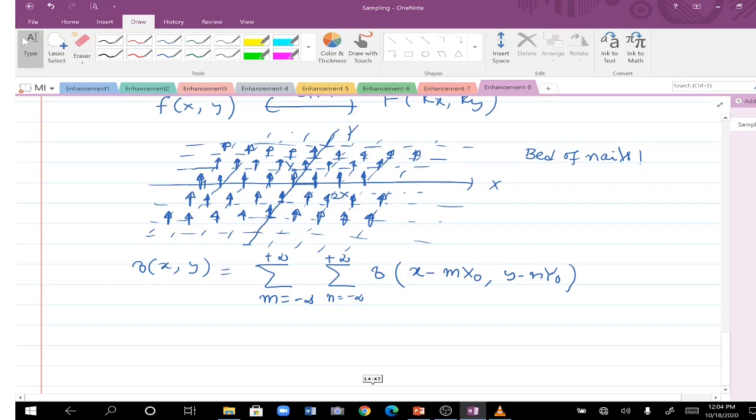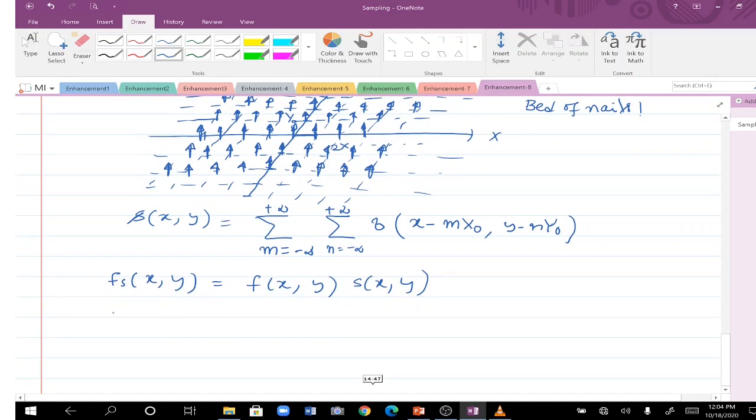I'm now going to construct a new function f_s of x comma y, which is obtained by multiplying the original function f of x comma y. Let me not write it as delta of xy because that's a single delta. It's an impulse train sampling, used for sampling. So I need that as s of xy.